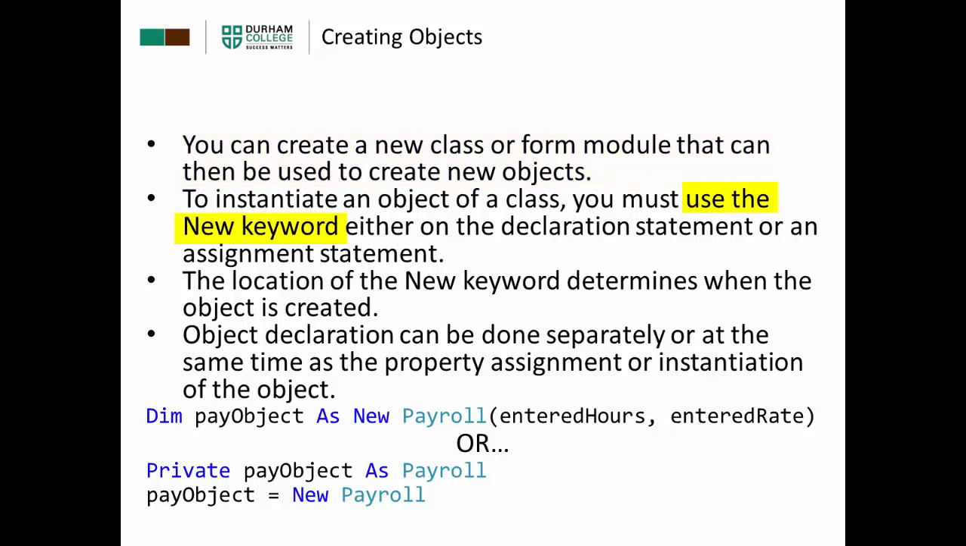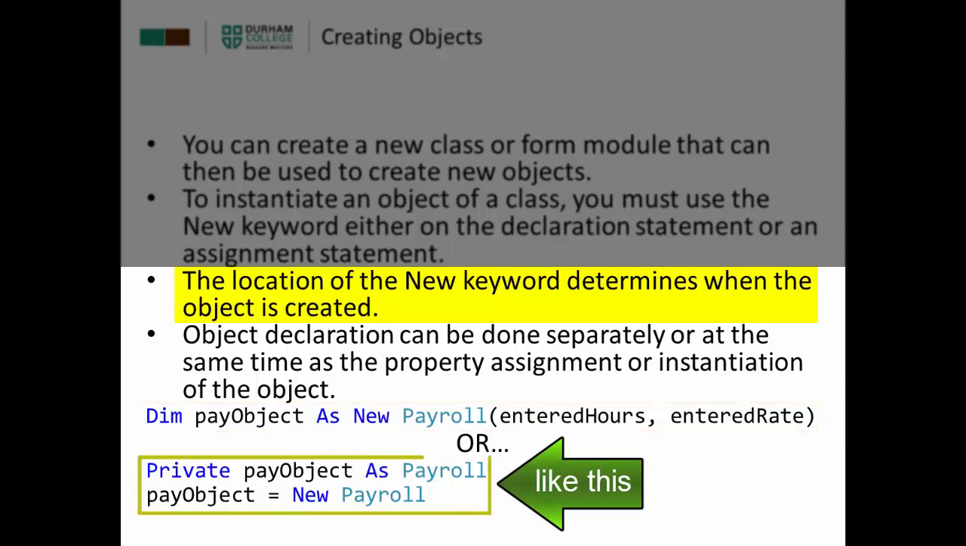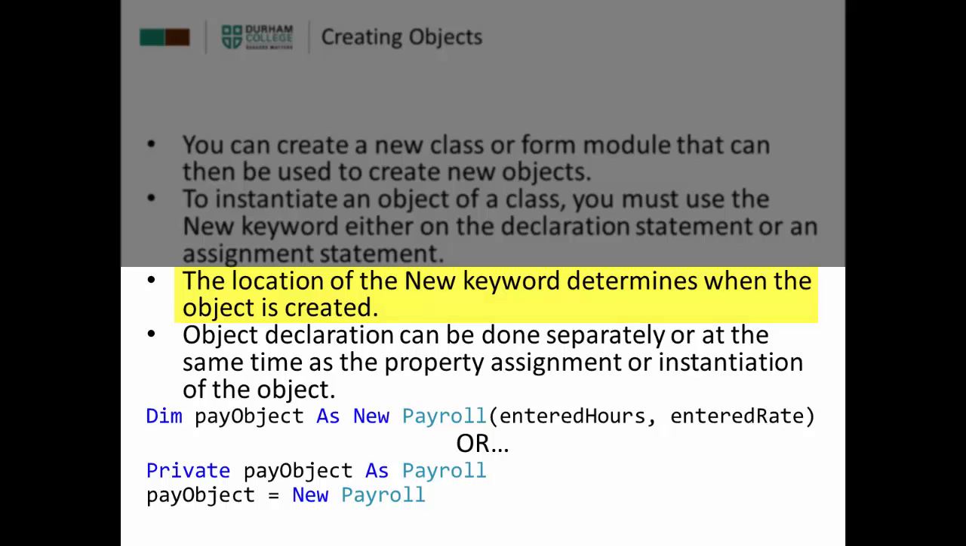You can create a new class or form module that can be used to instantiate new objects. You use the New keyword. You've seen the New keyword a lot. Most recently, you would have seen it probably when you were working with arrays. And so each time that was happening, a new array was being instantiated with a certain set of properties. The location of the New keyword determines when the object is created, and what that means is it's possible to declare an object with the New keyword or declare it and have the New keyword later. And when the New keyword happens, that is when the object is actually created. So you can declare the object and then have the object instantiated on another line if that's important, and there are certain cases where that's valuable.